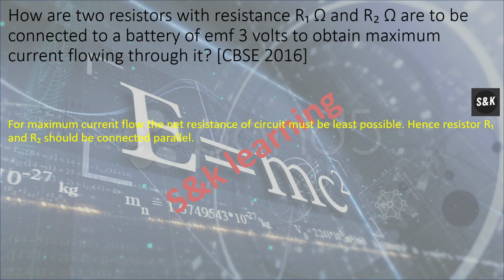How are two resistors with resistance 1 ohm and 2 ohm to be connected to a battery of EMF 3 volt to obtain maximum current flowing through it? For maximum current flow, the net resistance of the circuit must be least possible. Hence, resistance 1 and resistance 2 should be connected in parallel.